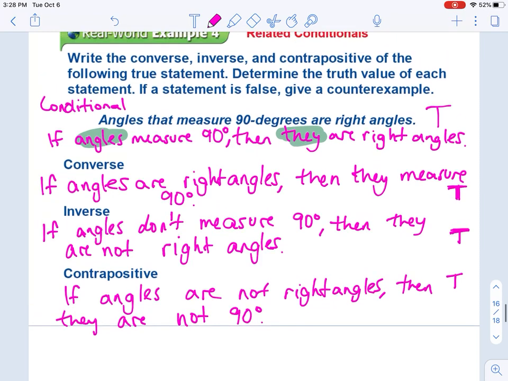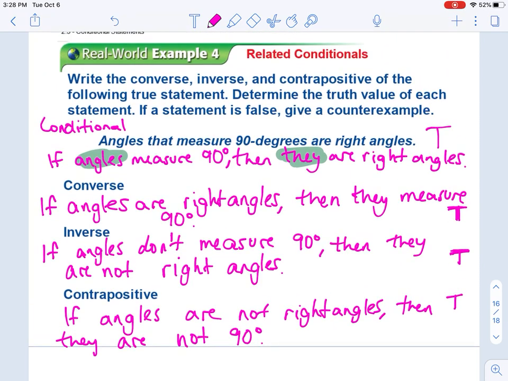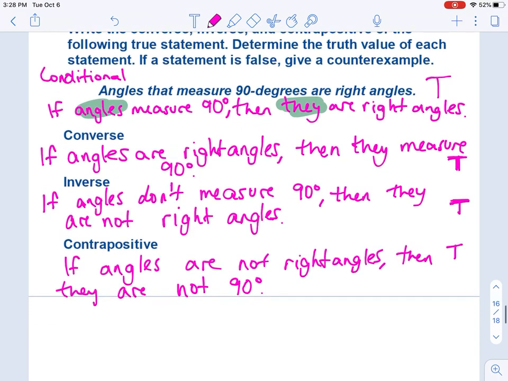So we have something called a biconditional statement. You'll see that on the back side of your worksheet. There is book homework and a worksheet tonight. You'll see biconditional. We haven't covered that yet. So let's look at it here.